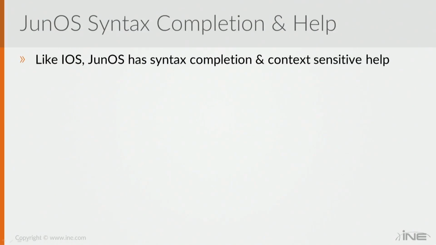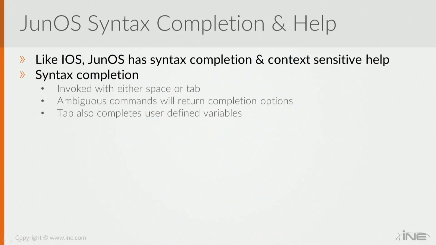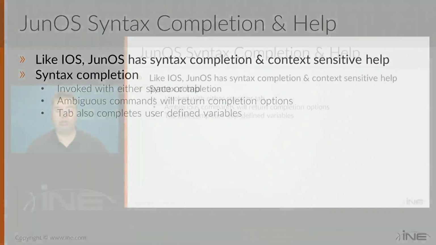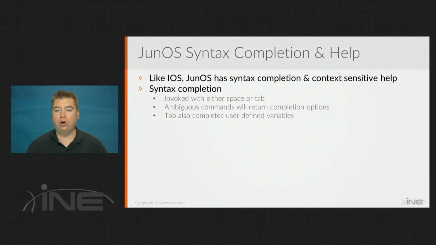The other thing that is similar between them is that we have both syntax completion and context-sensitive help. This means that you don't need to type out the entire command. If you want to say show interfaces, you can say show int and hit either tab or space. Now, in IOS, normally you use tab for completion. In Juniper, you can use both tab and space. The difference between them is that tab is also going to complete user-defined variables.